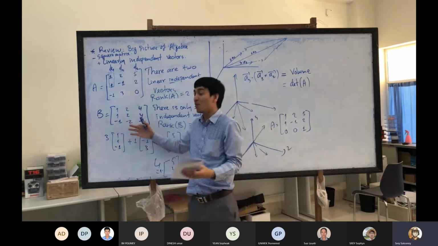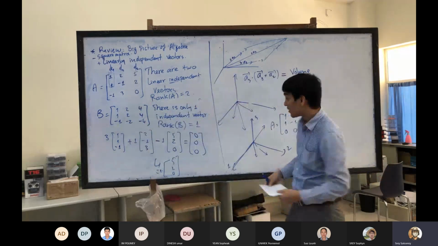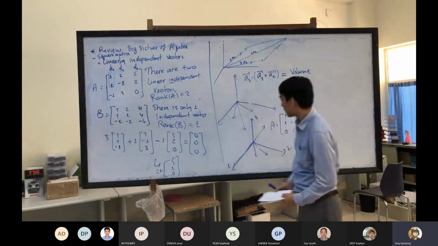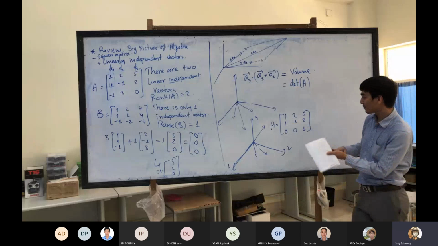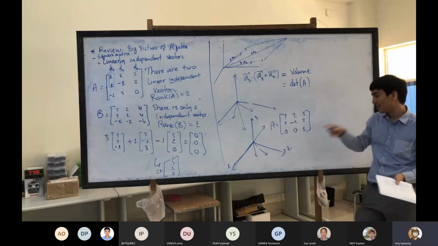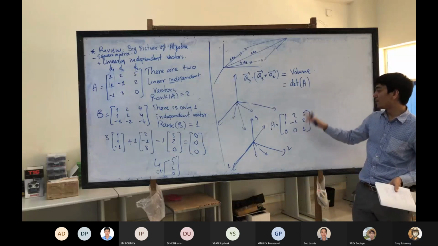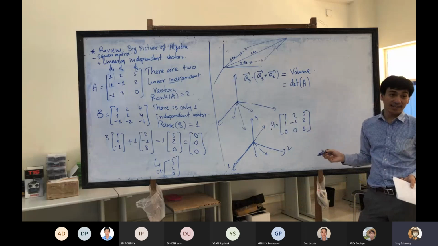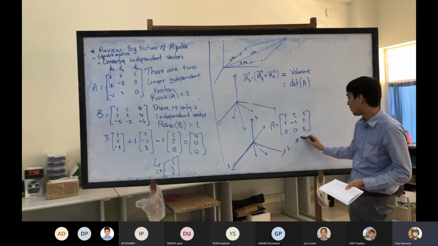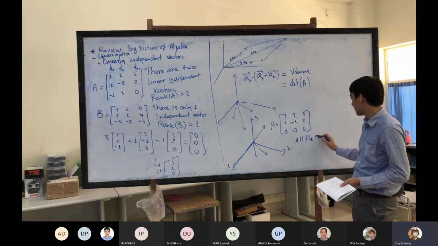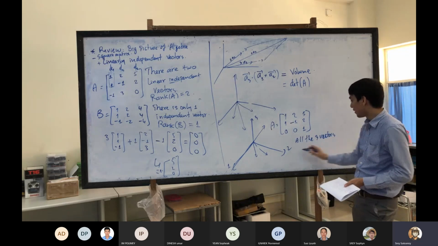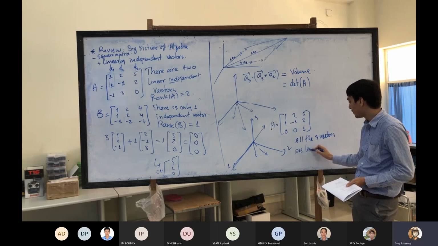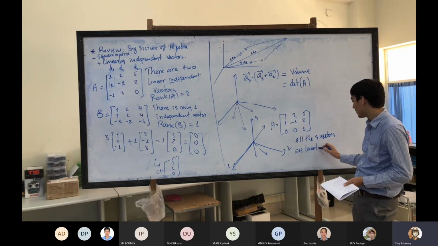Let alone a volume. So it cannot form a volume. So the determinant of V is also 0. But let's see this one. All the 3 vectors are linearly independent.